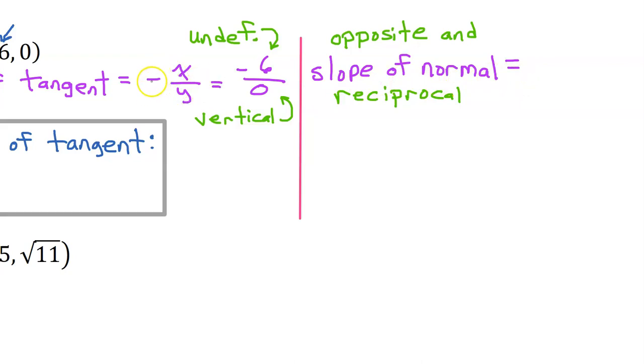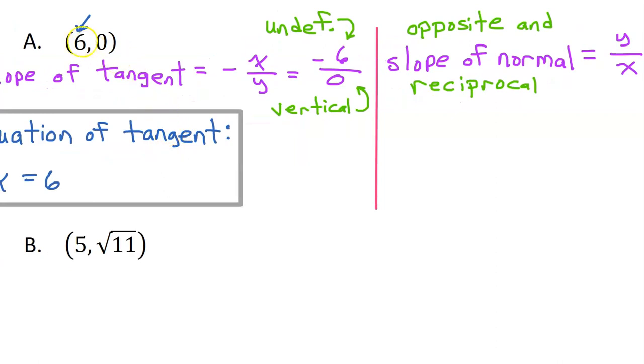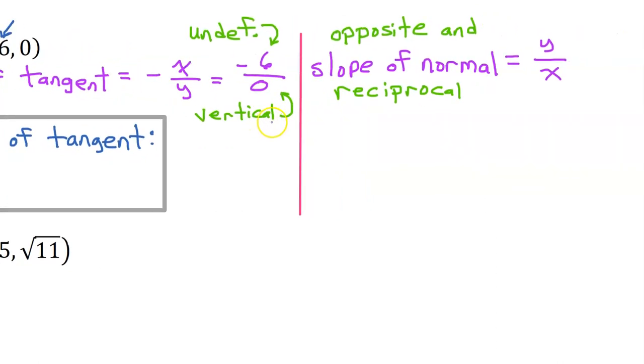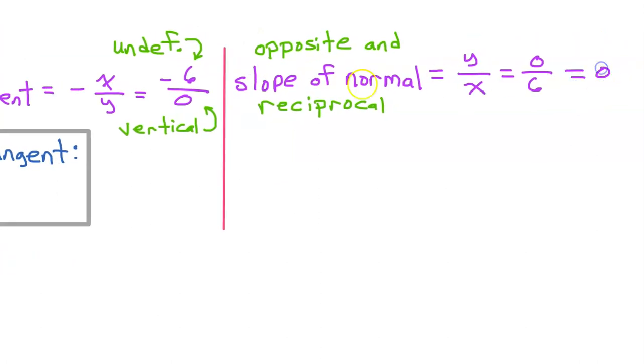All right, I'm going to take away the negative sign. That's the opposite part. And then reciprocal means we're going to do y over x. So this expression will be opposite and reciprocal to the expression that we had for the tangent line. So for this particular point, the point (6, 0), this is going to give us 0 over 6, which of course is simply 0.